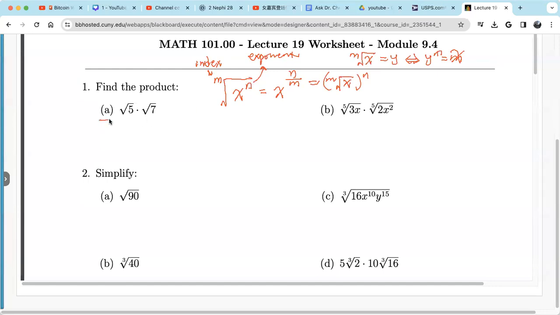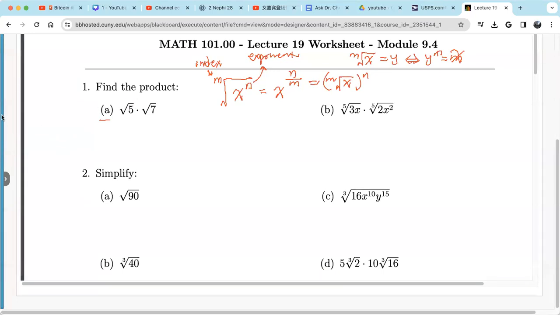Now let's see A. In A, we don't see an index, so let's figure out m. m is 2. By default, if there's no number there, it's 2. And the power of 5 is by default 1. So in this case, x equals 5, n equals 1, m equals 2. Same thing for 7. So what can we do with this?